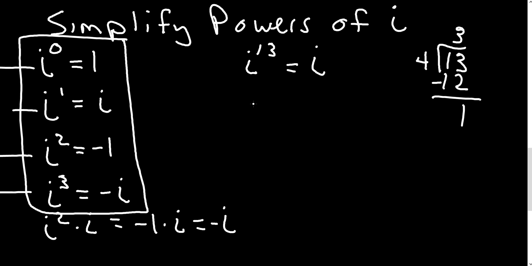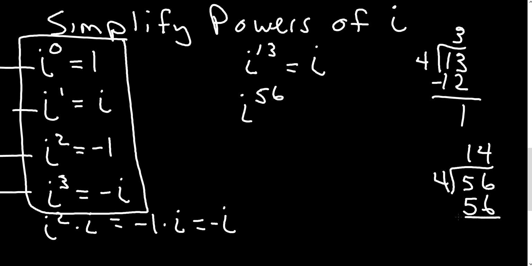What's another one here? I have i to the 56. Sidebar, I'm going to divide 4 into 56. 4 into 56 goes 14 times. 14 times 4 is 56, with 0 remainder. If I have a 0 remainder, I come up here and it's i to the 0 equals 1. So i to the 56 equals 1.